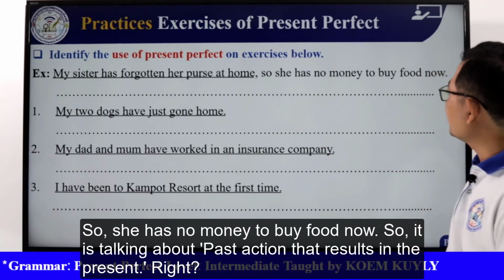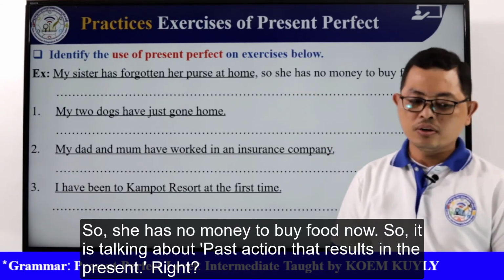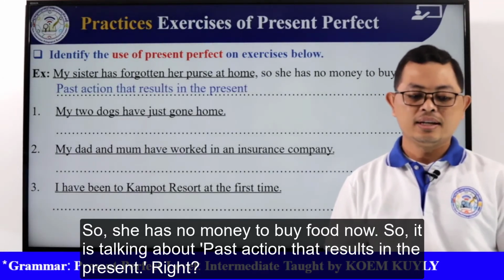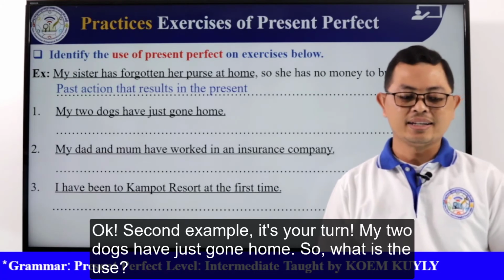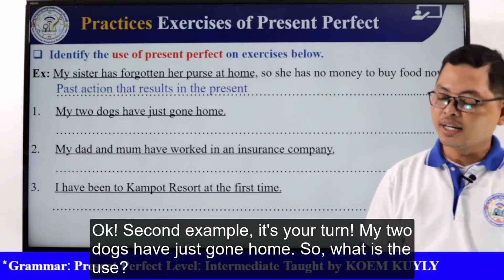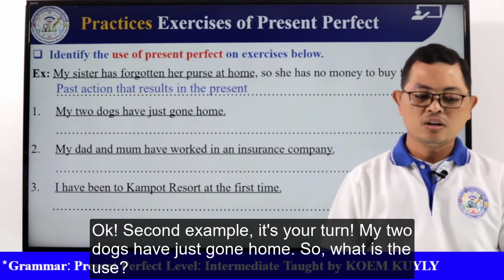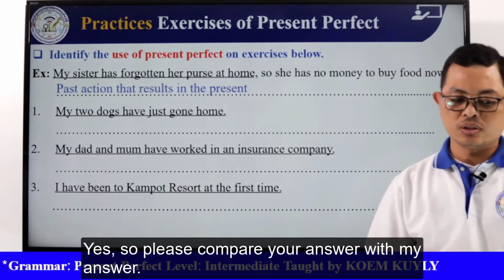So she has no money to buy food now. So it is talk about past action that result in present, right? Okay. Second example, it's your turn. My 2 dogs had just gone home. So what is the use?